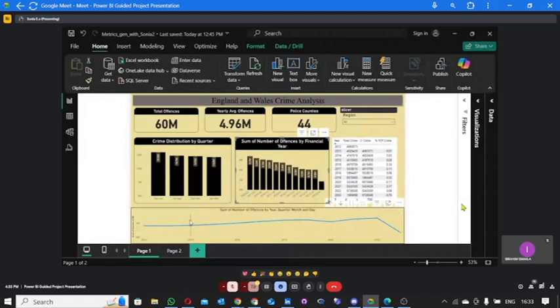This time series visualization here shows the relationship between the sum of number of crimes over time.